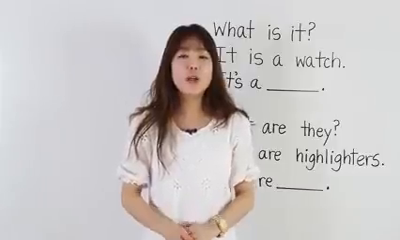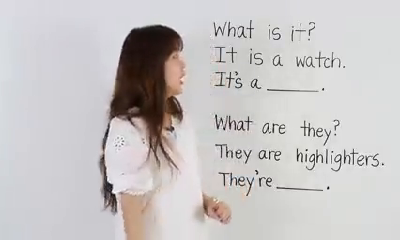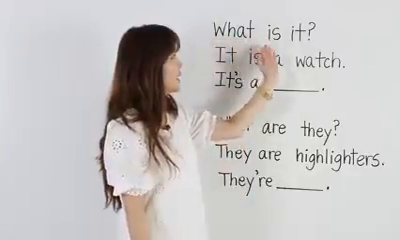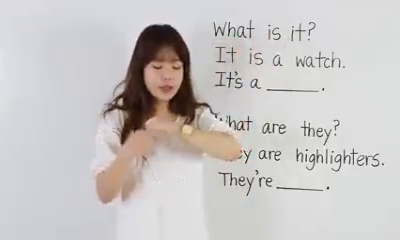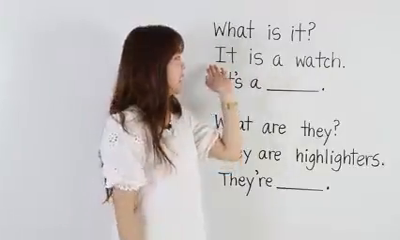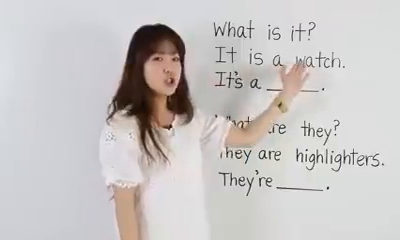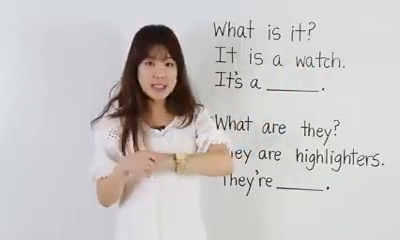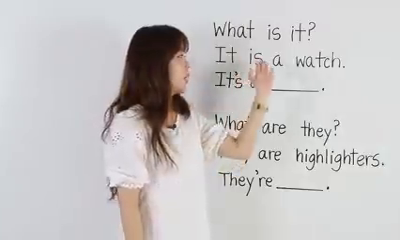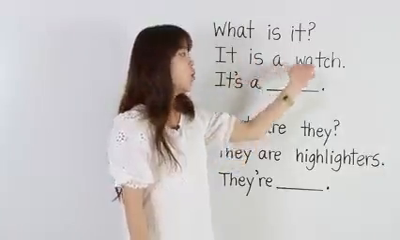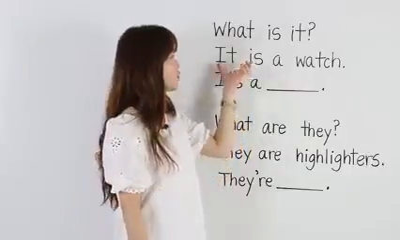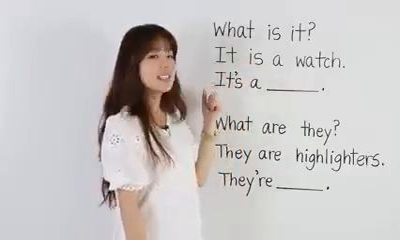Okay, now when we have one thing, we have to use the be verb is. What is it? It is a watch. It's one thing, so I have to say a watch. I can also use the contraction for it is, it's.